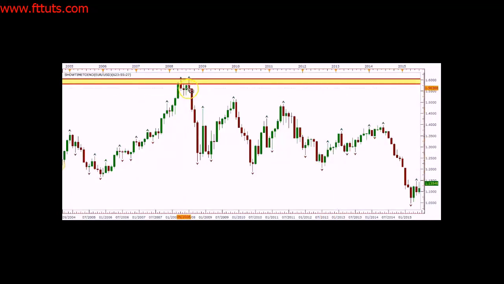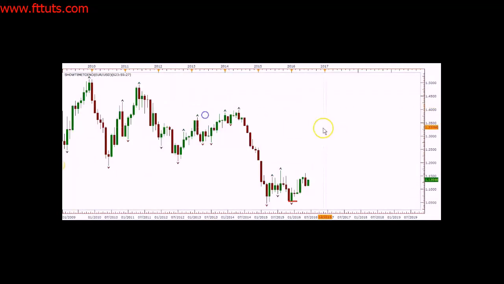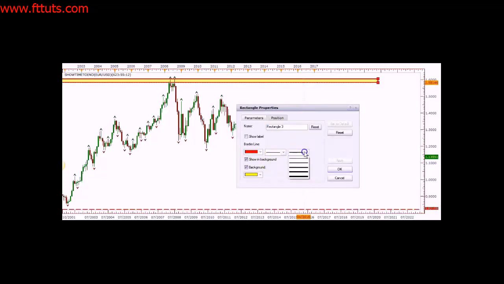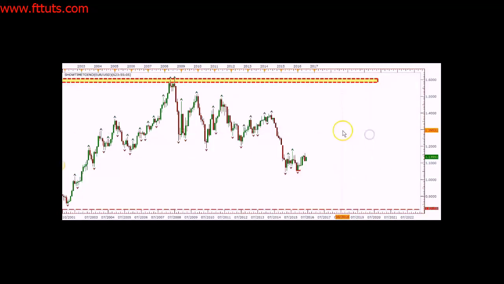So now it's extended, okay? Now if price ever gets back up to that level, then I know that that's the all-time high and a super strong resistance level. And I want to make sure I know that's a monthly zone, right? So I have to make the border thick and make it dashed. I want to always know that that's an all-time high and low.